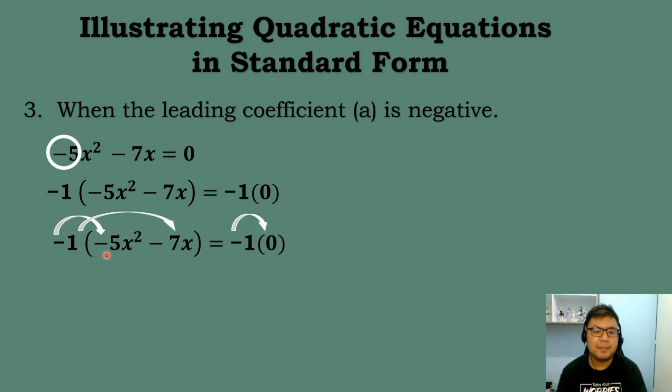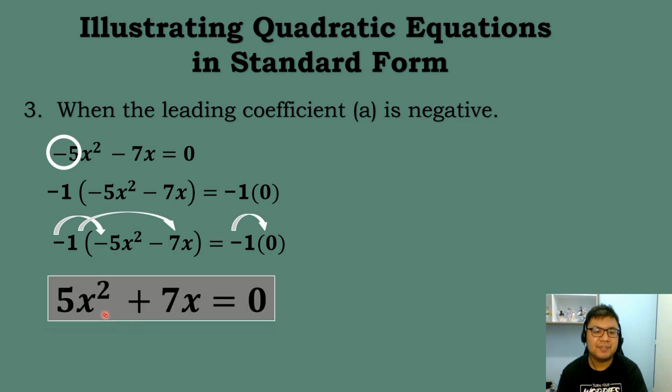Negative 1 times negative 5x squared will be equal to positive 5x squared. Negative 1 times negative 7x will be equal to positive 7x. And then negative 1 times 0 will be equal to 0. Therefore, the standard form of the quadratic equation is 5x squared plus 7x is equal to 0. And we can now identify the value of a, b, and c.